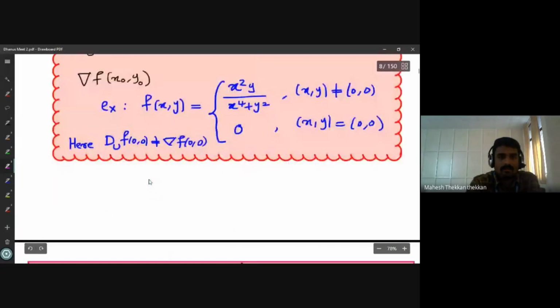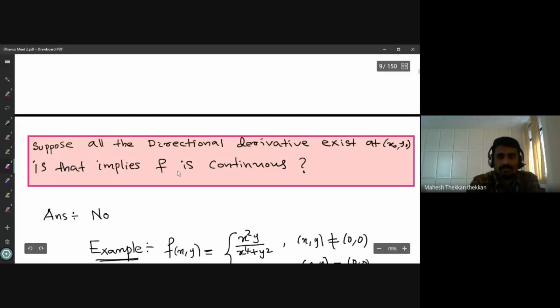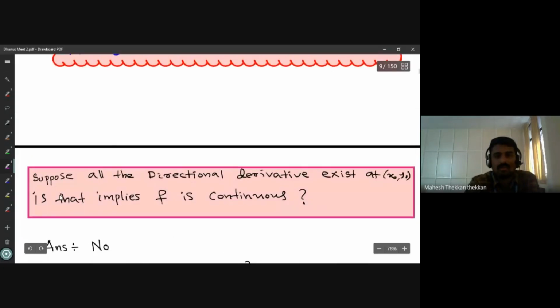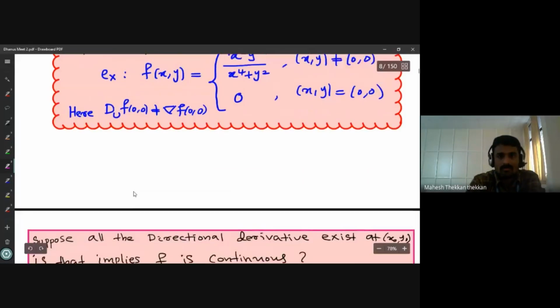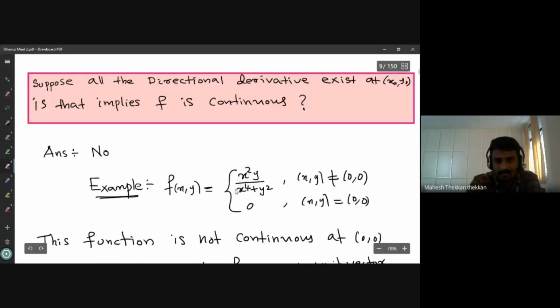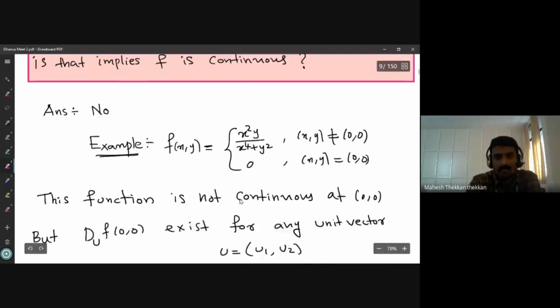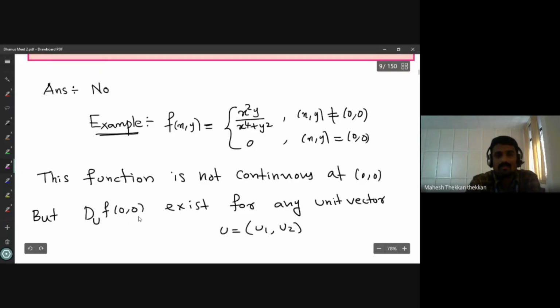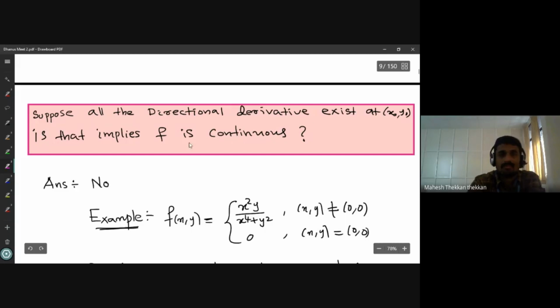And now I will pose some questions. This also we have seen there. Suppose all directional derivatives exist at (0, 0), does that imply f is continuous? The answer is no. For the same example I have taken, the function is not continuous at (0, 0), but the directional derivative D_u f at (0, 0) exists for any unit vector.